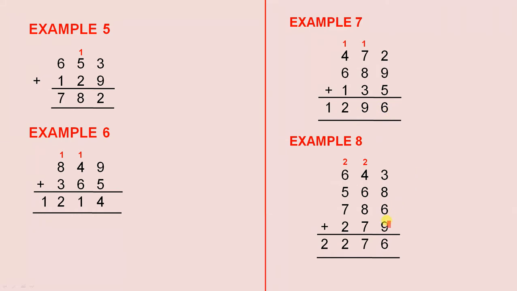Next example, 9 plus 6 plus 8 plus 3 gives us 26. Put the 6 there and the 2 in the tens column. 7 plus 8 plus 6 plus 4 plus 2 gives us 27. Put the 7 there and the 2 in the hundreds column. And 2 plus 7 plus 5 plus 6 plus 2 gives us 22. So the answer is 2,276. It's very important to understand that this is the ones column, the tens column, and the hundreds column. So that's actually two lots of 10, and that's two lots of 100.